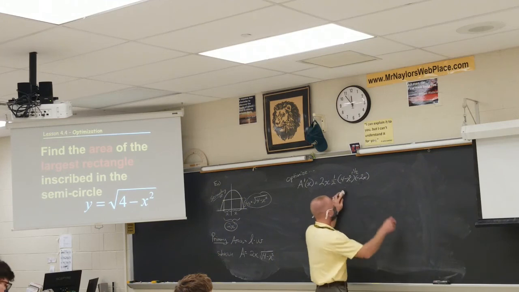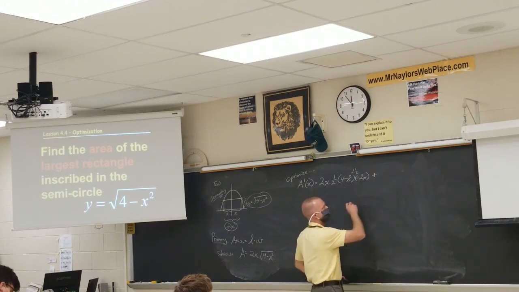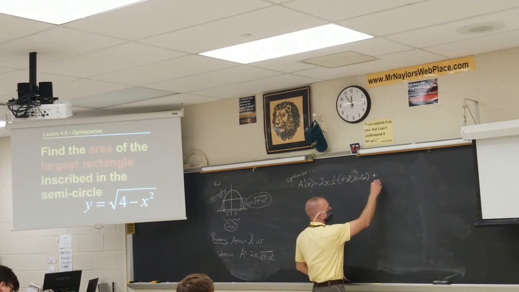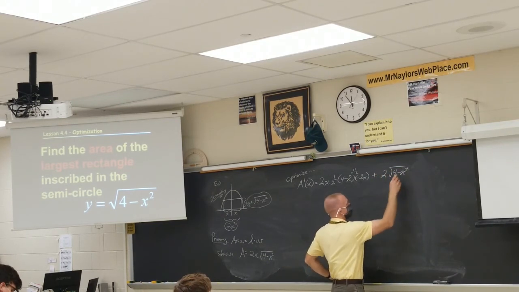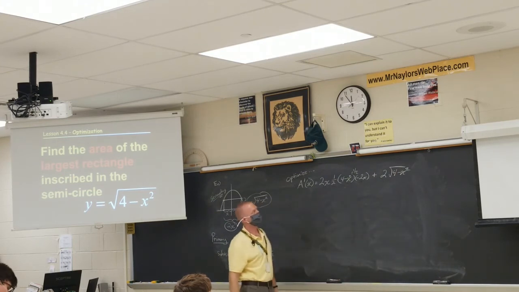Now that's just the first times the derivative of the second, plus the second times the derivative of the first, which is actually quite a bit easier because the derivative of the first is just 2.